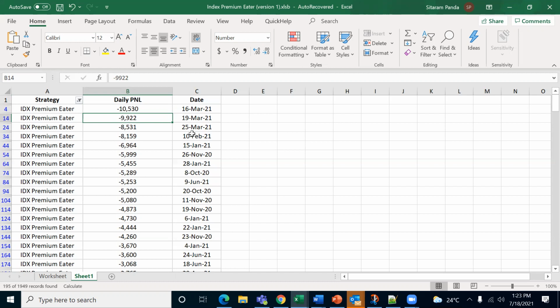Just a matter of 3 days, but again loss happened. On the 25th of March, again a matter of 3 sessions, and again we lost 8,531. So the total loss on the 16th, 19th and 25th of March, in these 3 days, is 28,983. That means almost 10% of your capital gone.